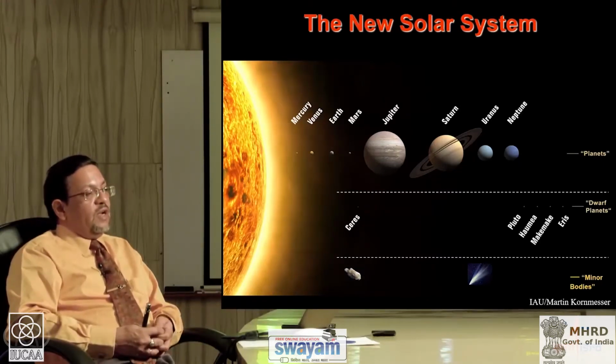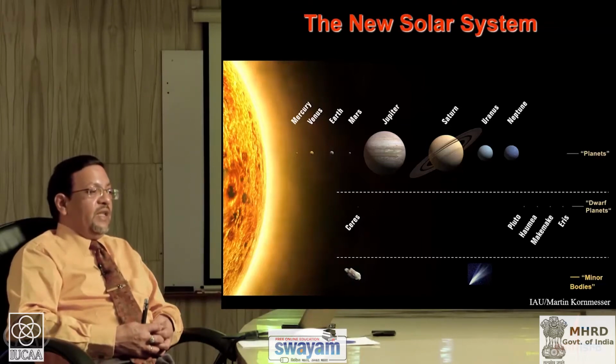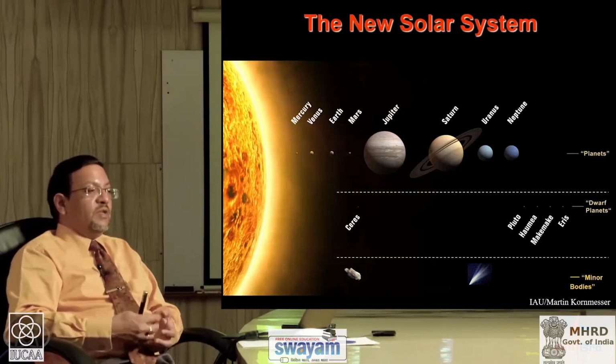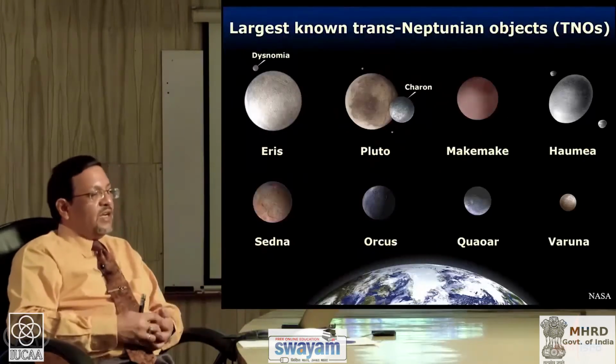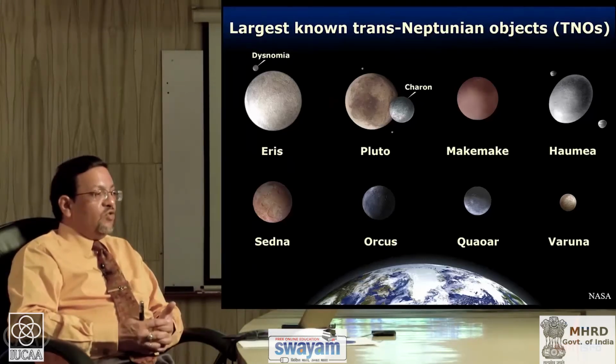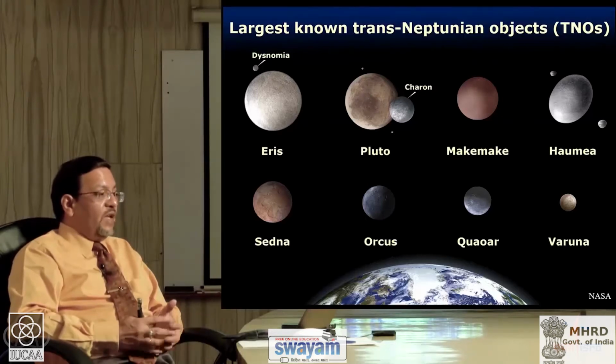We also have asteroids which also go around the sun, but they are considered under minor planets. Ceres is one of those, which is the biggest. And then we have comets, and I will be talking about that in a moment. So, if you look at many other trans-Neptunian objects or Kuiper belt objects, in addition to Pluto, and now you can see the size of the Charon and Pluto, there are many of them like Eris, Makemake, Haumea, Sedna, Orcus, Quaoar, and Varuna.